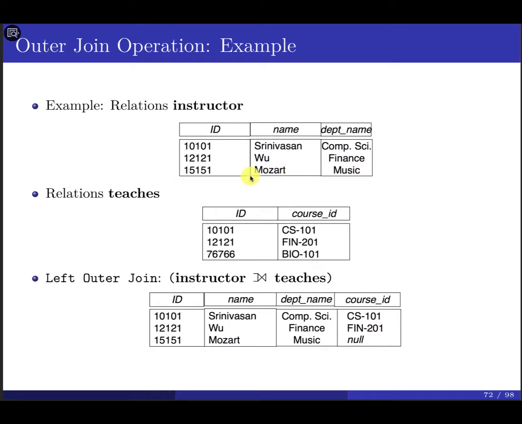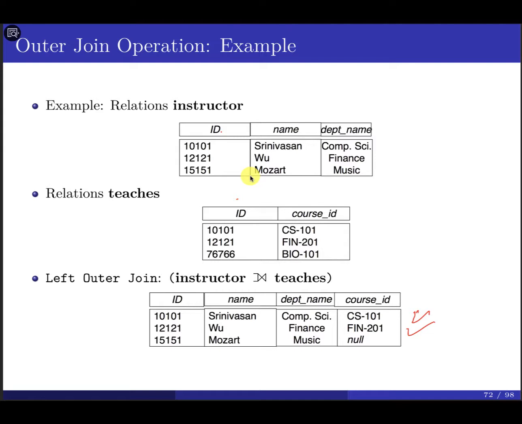Let's take a look. How can you perform, let's say, left outer join? Left outer join again is going to generate all the combinations of the tuples between the instructor and teach that are equal on their shared attributes. So in this case, the shared attribute is ID, which is going to be the first two tuples. Right?